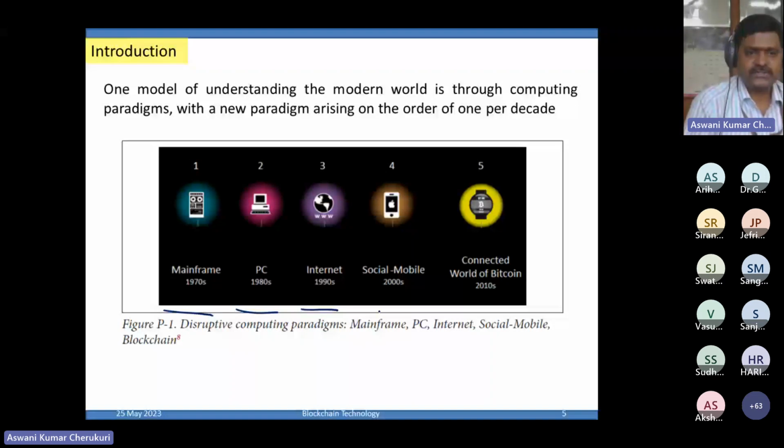Then in 2000s, whatever people have witnessed is social media boom. All of us are engaged with social and mobile devices and also communications. Subsequently, after 2010, there is another paradigm called blockchain, which is creating a massive, tremendous impact on various applications and various sectors. That is the discussion point today. And of course, subsequently, there are other emerging areas. So this is the broader spectrum of the computer discipline.